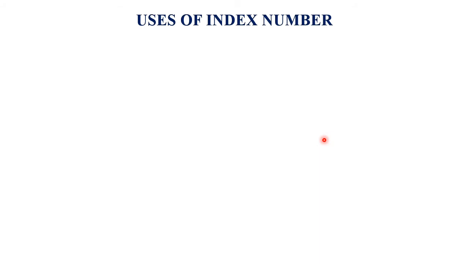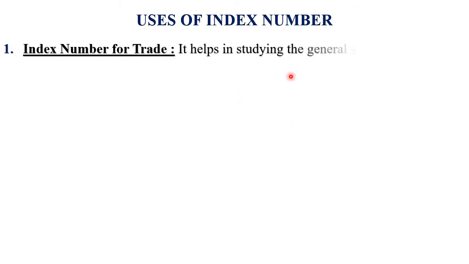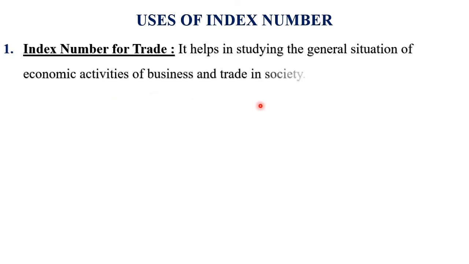Many students asked me previously what the practical uses of index numbers are, and I have answered them. But let's see what the textbook has to say about it, because this topic is there in our textbooks. So let's learn that. Index number for trade. It helps in studying the general situation of economic activities of business and trade in society. That means we are calculating index number for business or trading purposes, so we can know the general situation of economic activities, whether we are doing a business or a trade in the society.